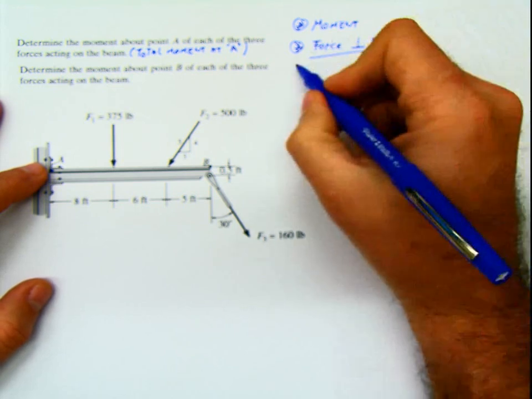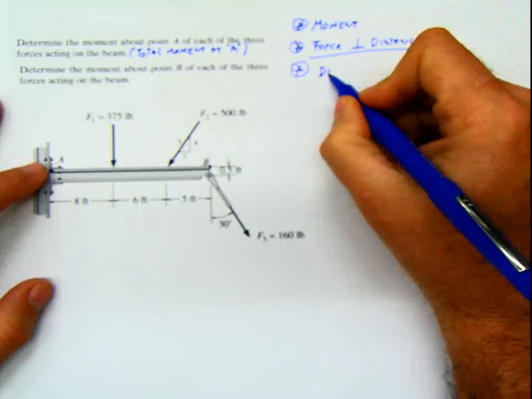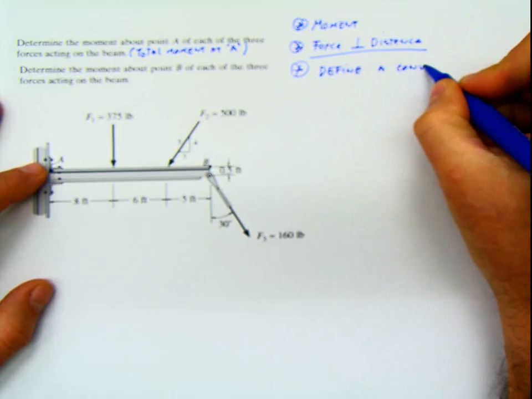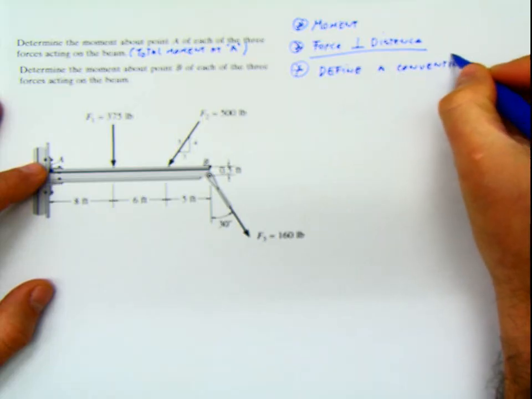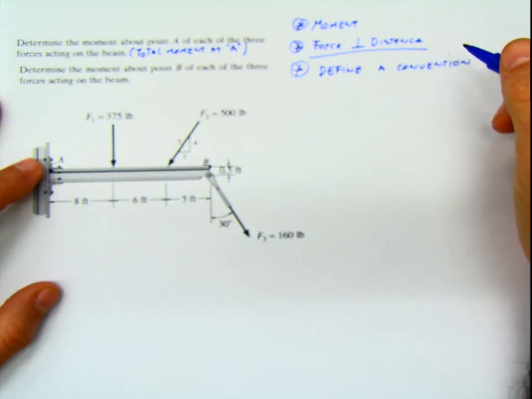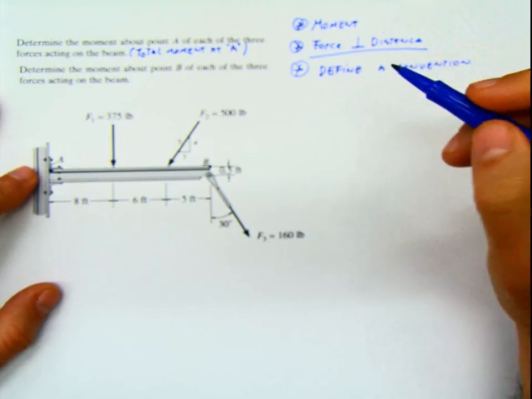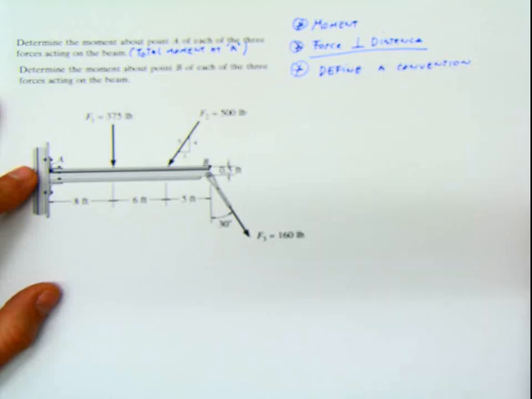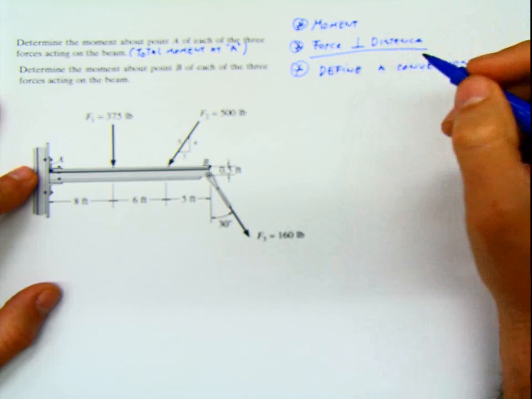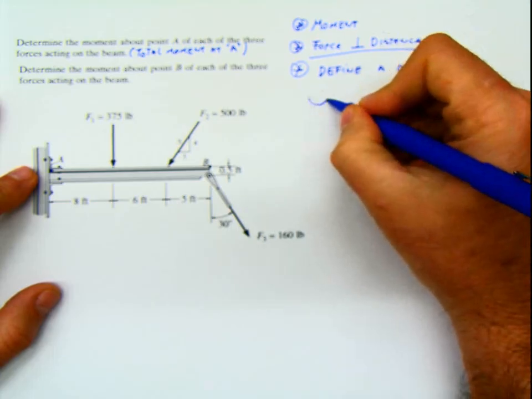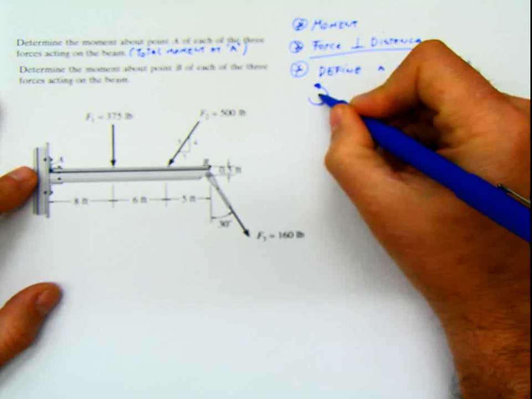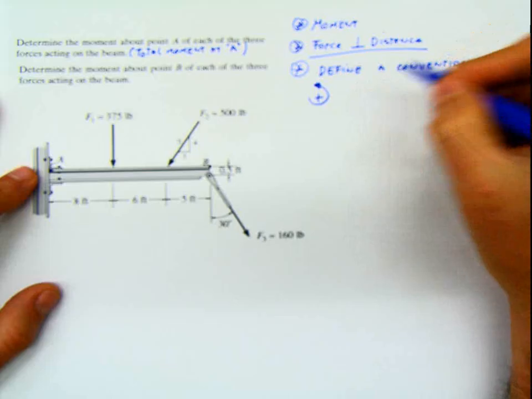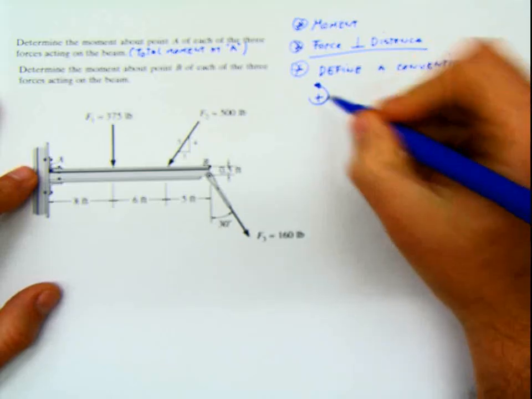The third point, define or establish a convention. There is a predetermined convention for a moment that's usually, they say counterclockwise is positive and clockwise is negative, but this is not written in stone. So you can set up your own convention, and you set up your convention by saying something like that. This is positive and this is counterclockwise. Or if you want the clockwise to be positive, feel free to do that, but establish your convention.